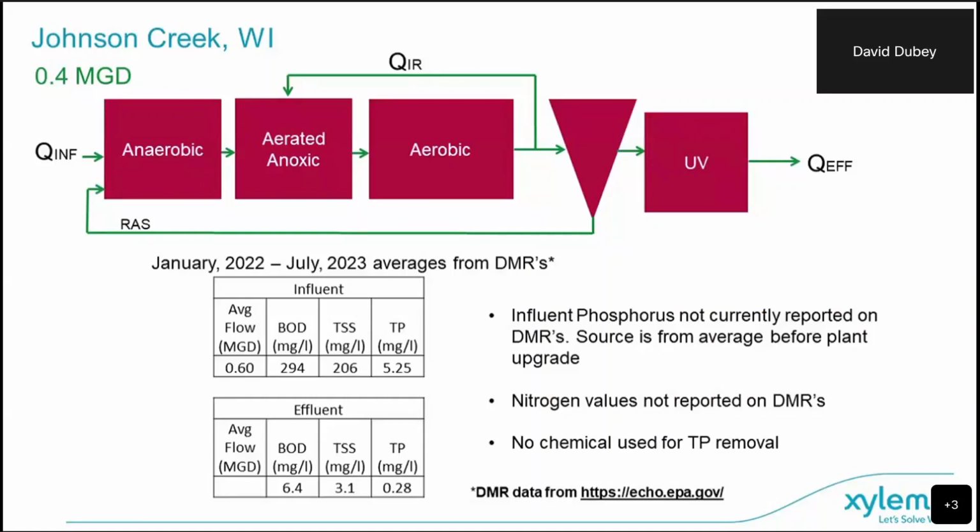Their influent phosphorus right now, this is just based on an average of what they had before the plant went into service. All of this data, by the way, is from the EPA website for the DMRs. So if you have any questions on this, this is where all of this data came from. If there's any typos, whatever, you can check this site and validate.